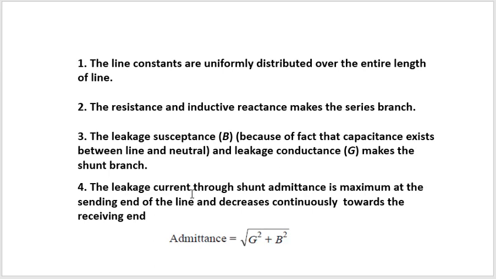The next point is the leakage current through the shunt admittance is maximum at the sending end of the line, and it decreases continuously as we move towards the receiving end. And the value of admittance Y is the square root of G squared plus B squared, which means admittance Y is equal to the square root of conductance squared plus susceptance squared.